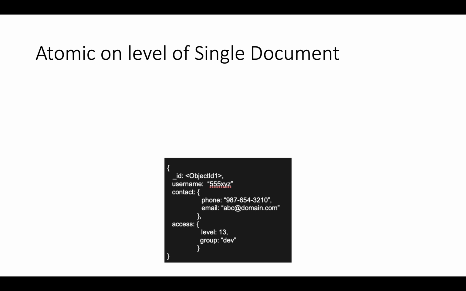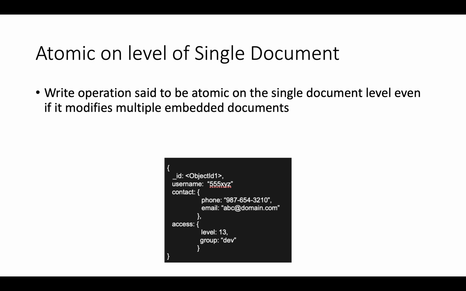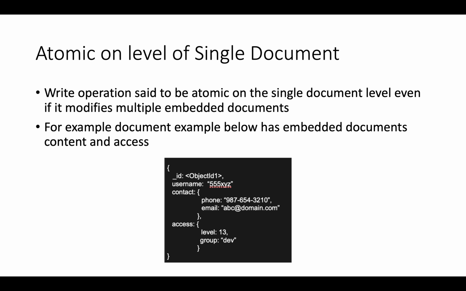MongoDB is said to be atomic on the level of a single document, meaning that it's self-contained. For example, a write operation is said to be atomic on the single document level, even if it modifies multiple embedded documents. For example, the document below has embedded documents of content and access.